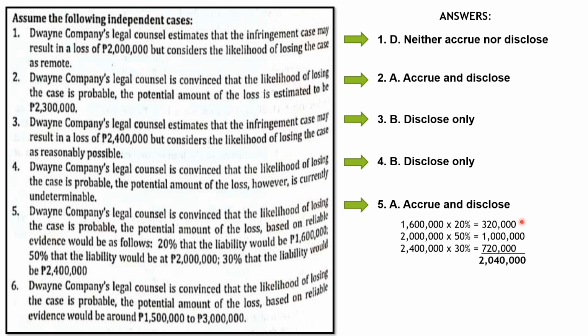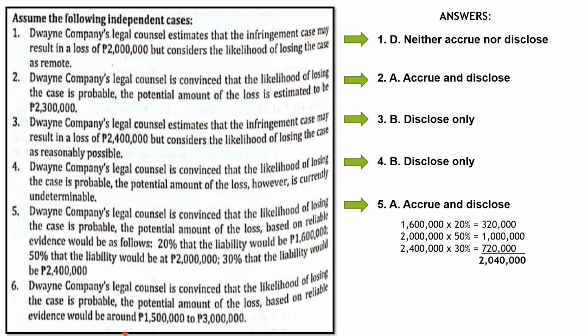And case number 6. Dwayne Company's legal counsel is convinced that the likelihood of losing the case is probable. The potential amount of the loss based on reliable evidence would be around 1.5 to 3 million. So using the midpoint of the range of possible outcomes, we're getting the average of the upper and lower limit of the range to get the best estimate of the liability. So the standard requires that in a case where a continuous range of possible outcomes is likely as any other, the midpoint of the range is to be used.